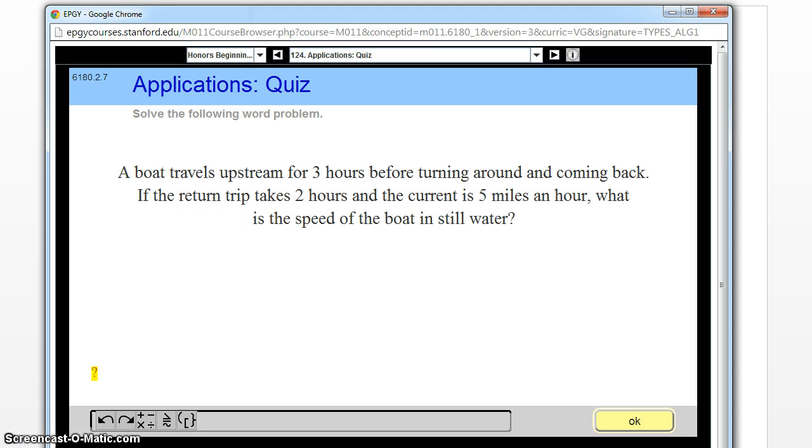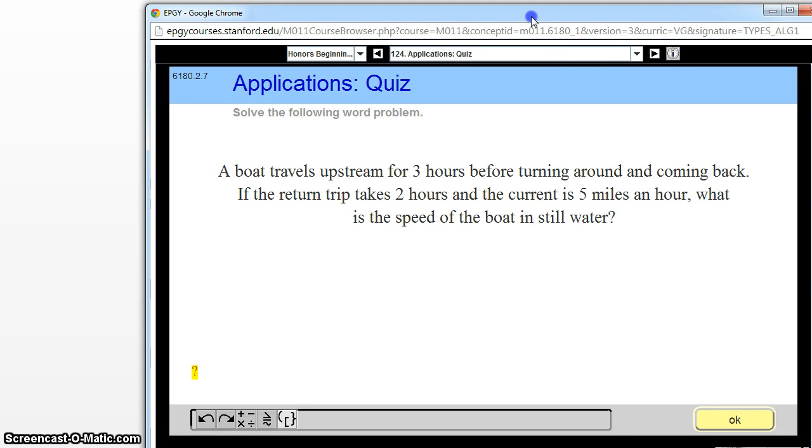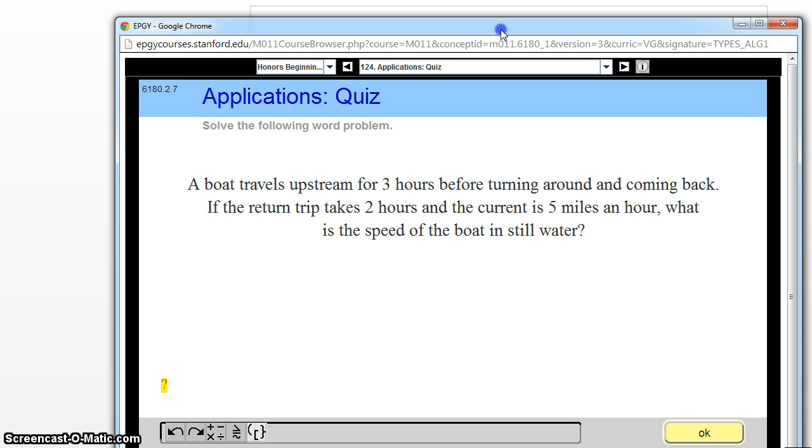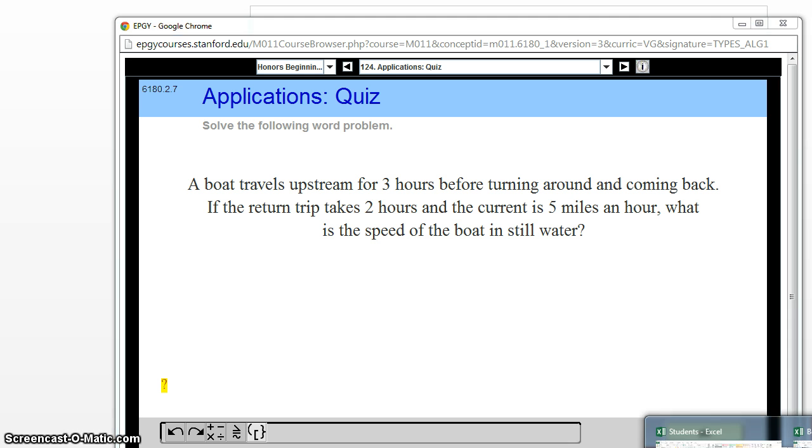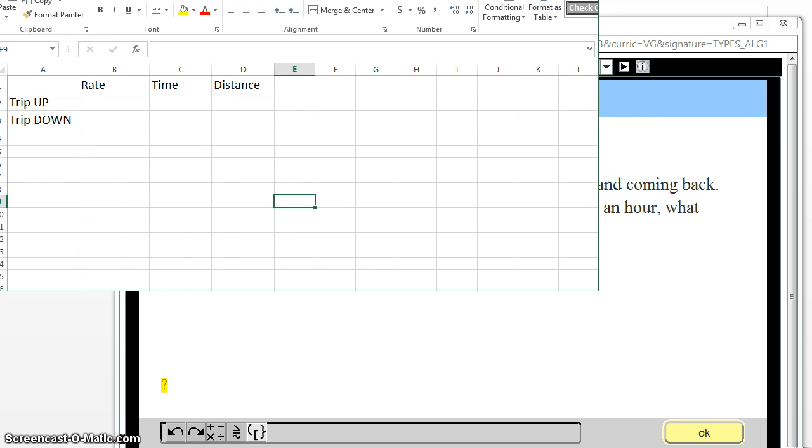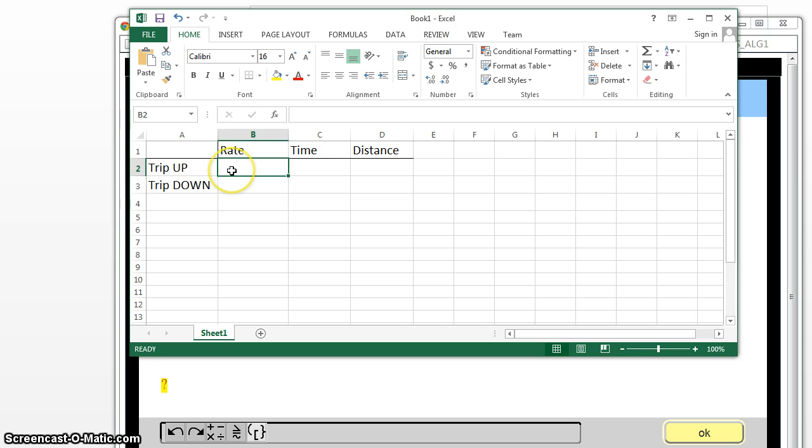And what else do we know? A boat travels upstream for 3 hours before turning around. The speed of the boat is the speed in still water, and going upstream, it's going against the current, so we subtract 5 from that speed. It's going for 3 hours at x minus 5. Let's make a little table here. For the trip up, we're going against the current, so if x is the speed of the boat in still water, you get x minus 5 miles an hour.